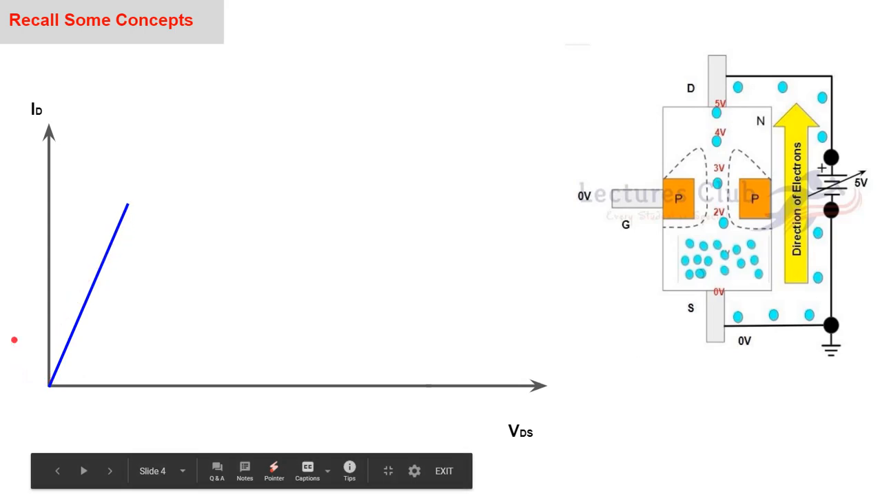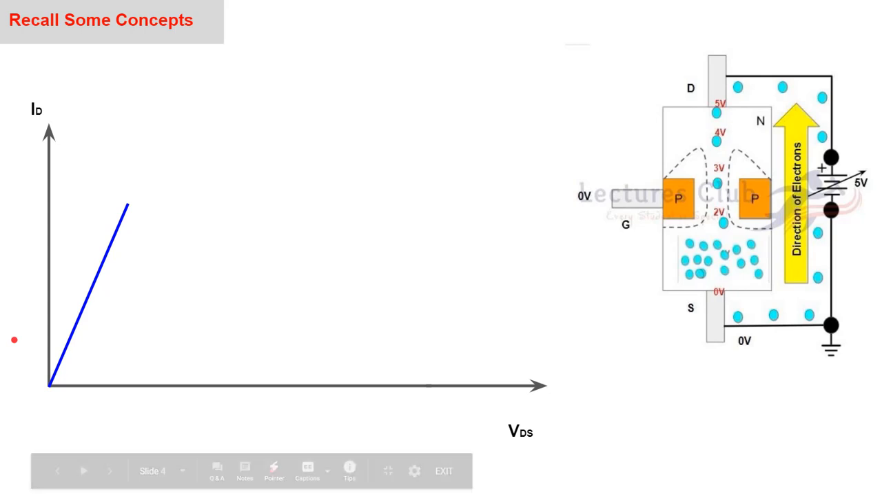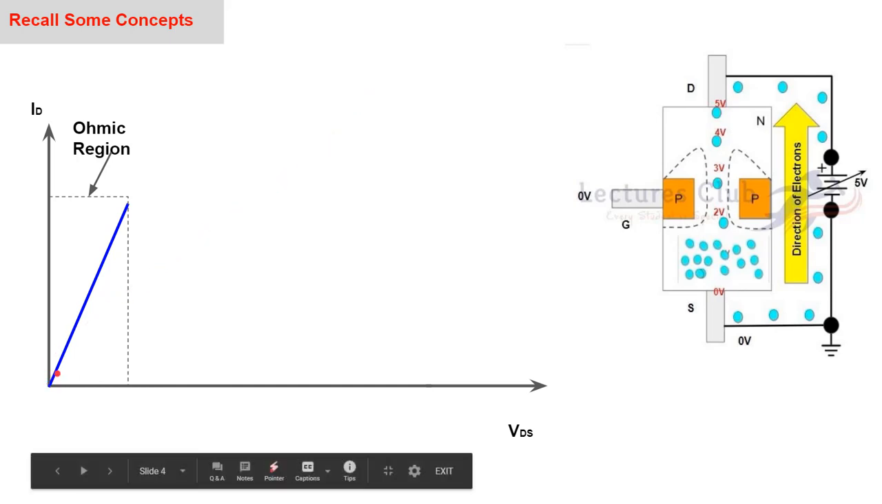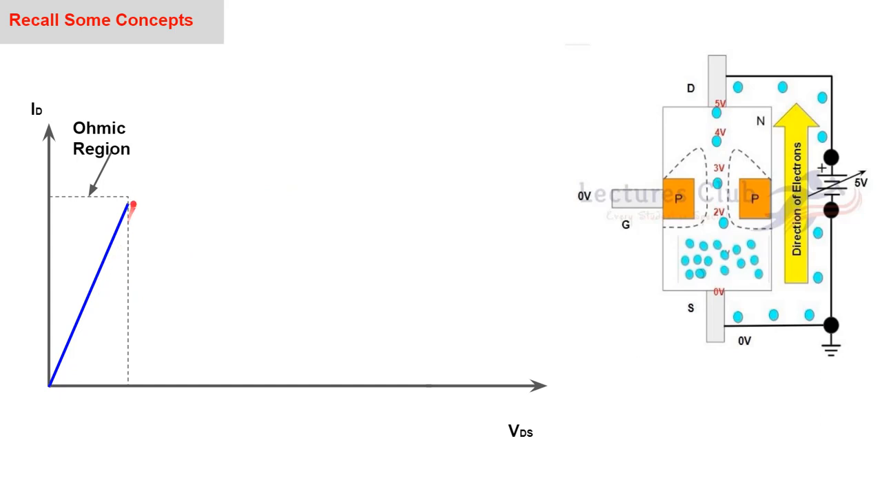But this will not happen all the time. It will happen to some extent, and this is called the ohmic region. You remember Ohm's law says that if the resistance and some conditions are constant, when you increase the voltage, current increases. When you decrease the voltage, current decreases. So here you can observe, when you increase the voltage, current increases, and when you decrease the voltage, current decreases. So up to this point the JFET is in the ohmic region.